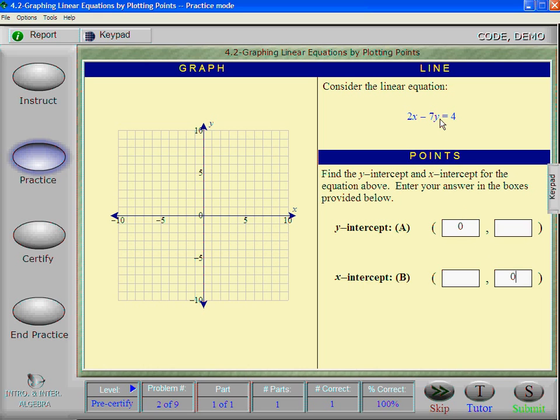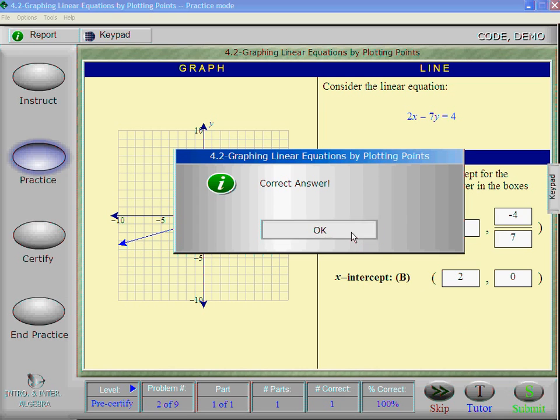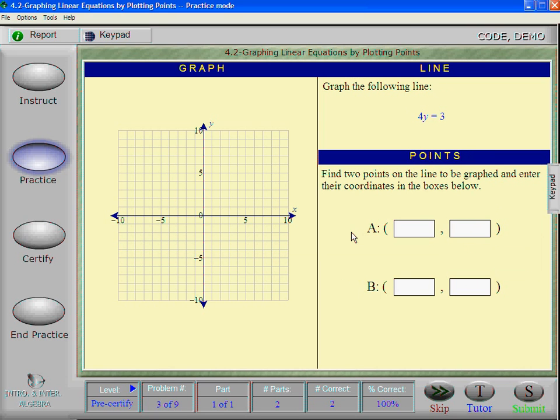We can do the step-by-step, but looking at this right here, just talking it through, if I plug in 0 for x, I'm going to end up with negative 7y equals 4. Divide both sides by -7, I'm going to end up with -4/7. And if I plug in 0 for y, 2x equals 4, x is going to be equal to 2. And they make the picture for you, so we can submit. Okay, now we'll come back to this in a second.